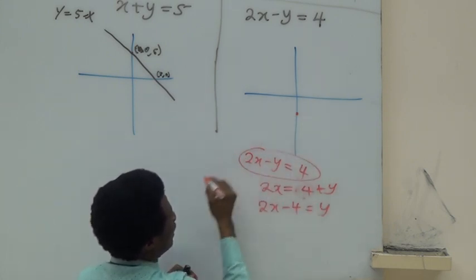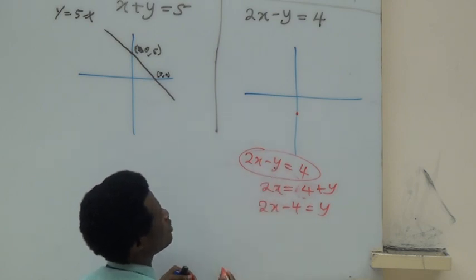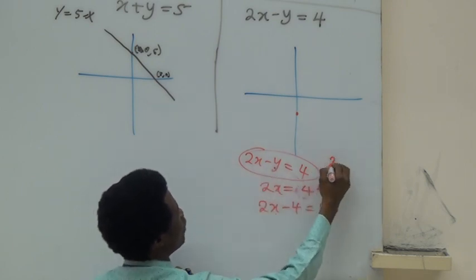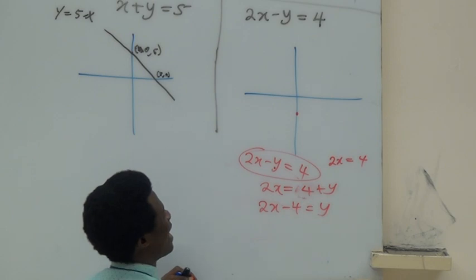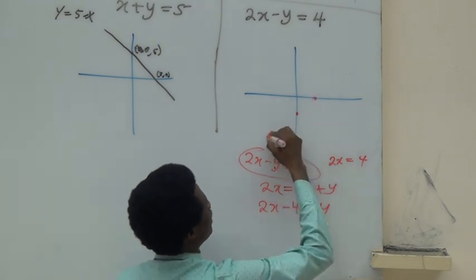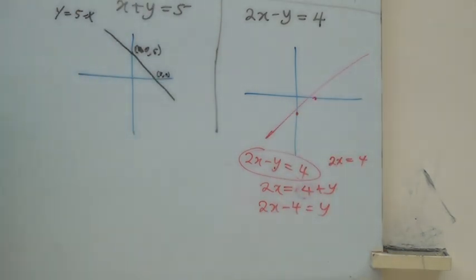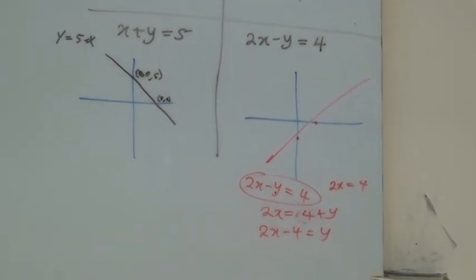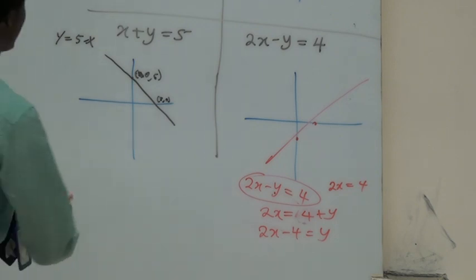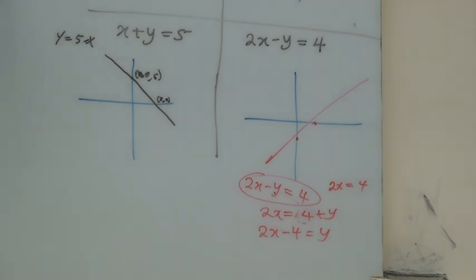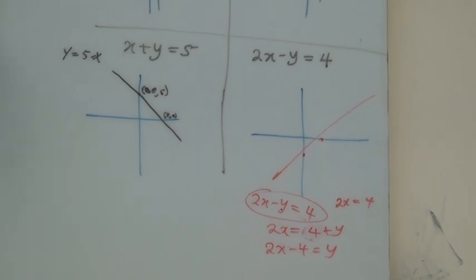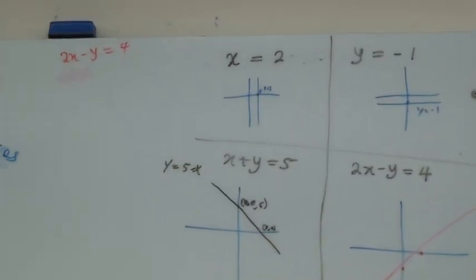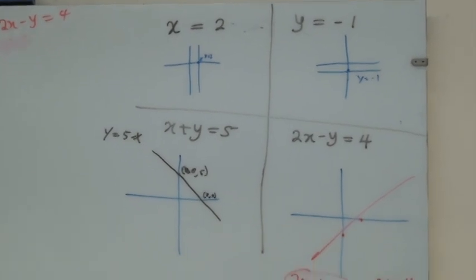Then I can come back here and put y is equal to 0. If y is equal to 0, 2x is equal to 4. So what is x? 2. So the graph looks like that. So that's how you figure out the other thing. Wait, that's a negative gradient. That's wrong. Let me see something. 2x minus y equals 4. Yeah, it's a positive gradient. That's correct. That's why we've been doing everything we've been doing.